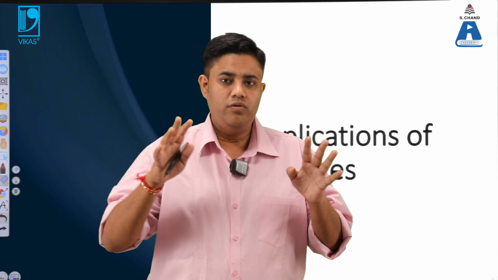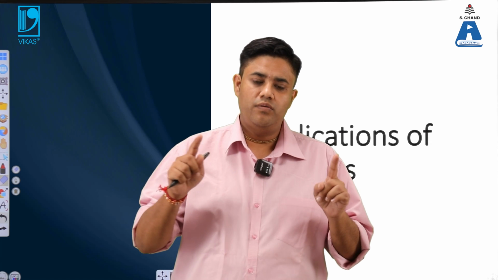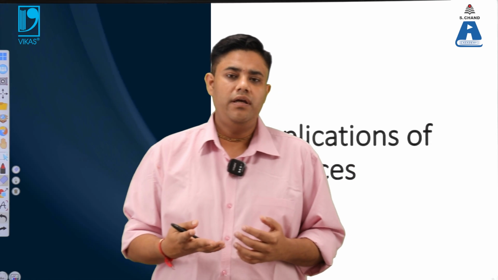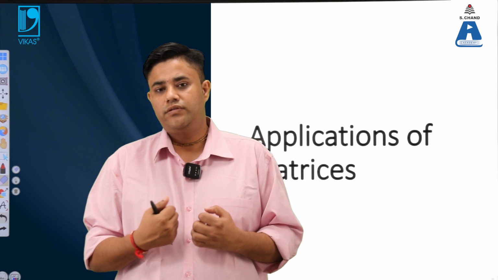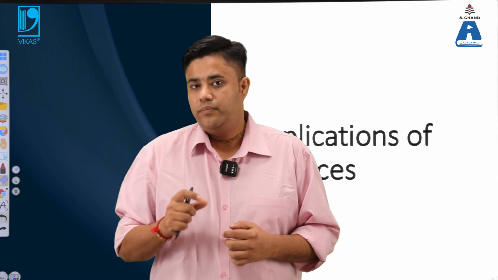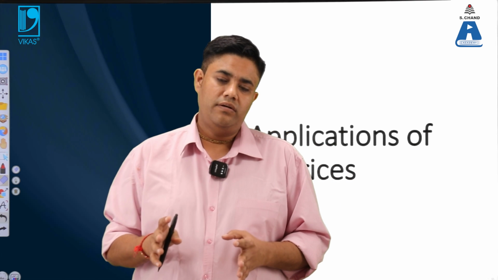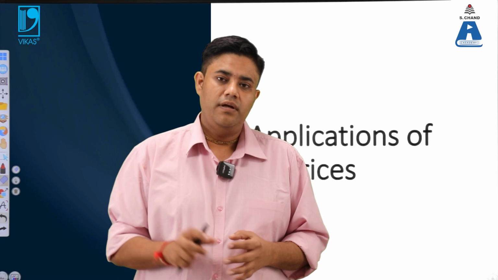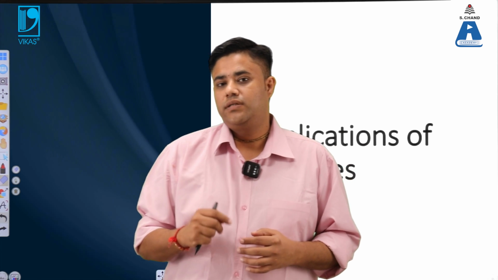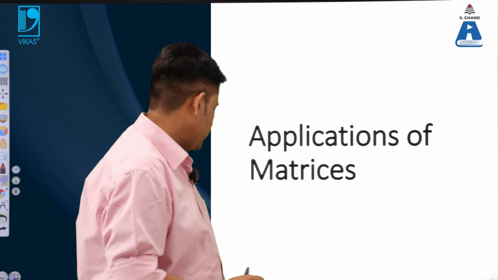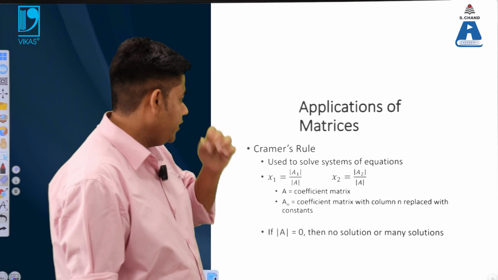So we have to club all these elements together in the form of a square matrix, and then ultimately follow a procedure to get the particular solution out of it. The procedure that we will be learning is to find a solution using a rule, and that particular rule is called Cramer's rule. So we'll be learning Cramer's rule in this particular video.